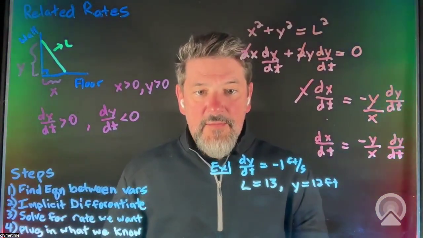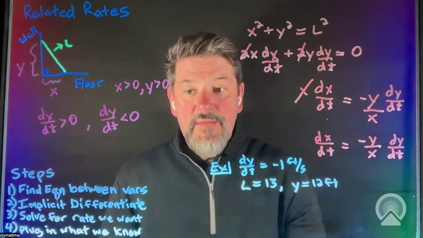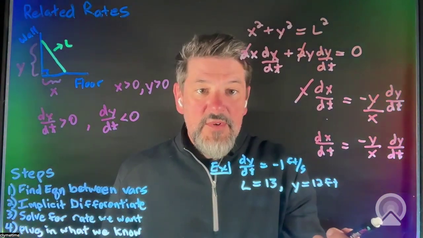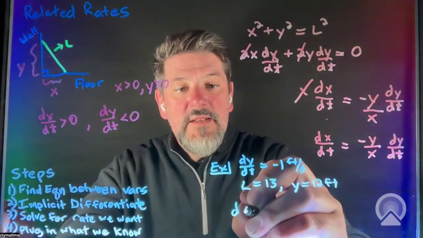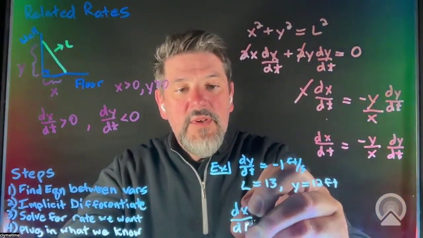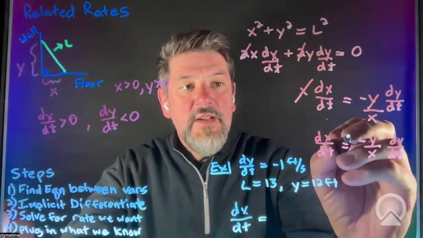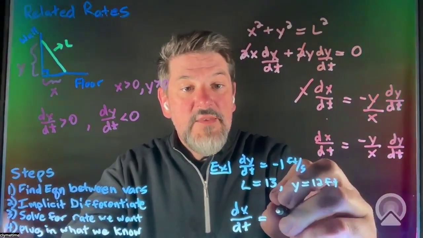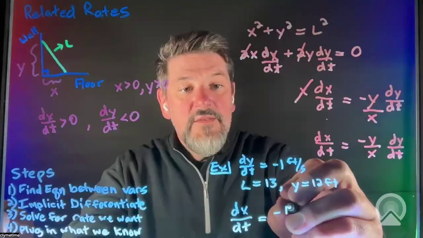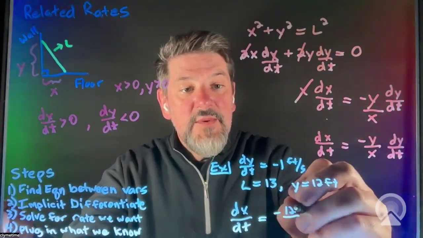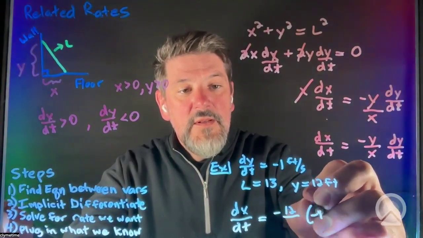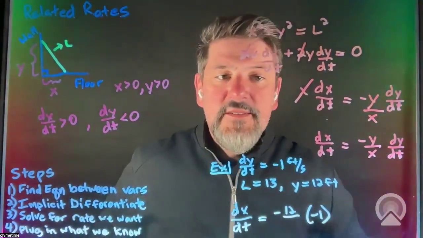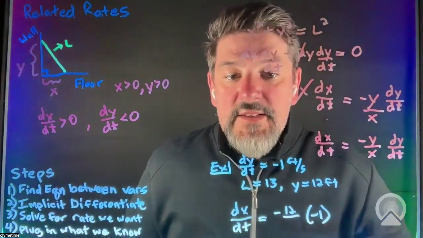All right, so how do we find dx over dt? Well, step 4 is just plug in what we know. We're looking for dx over dt, and what we know is y, so we can plug in 12. We don't know x, but we do know dy over dt, it's going to be -1. So all I have to do is find x, and I can solve this.